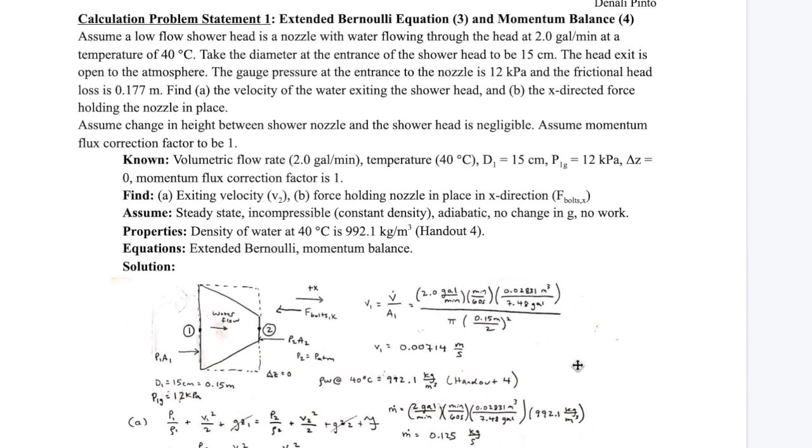Explaining Denali's number 1, which includes the extended Bernoulli, which is topic 3, and momentum balance, which is topic 4. In this problem, we have water flowing through a shower nozzle. We're given the entrance gauge pressure and the frictional head loss, and we want to find the velocity of the water exiting the shower head and the extracted force holding the nozzle in place.